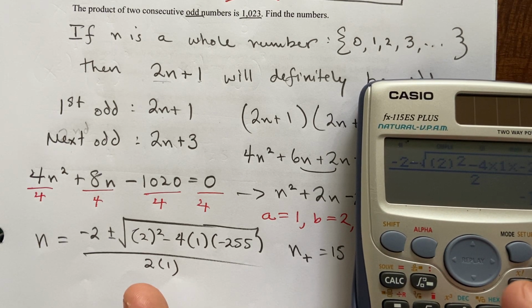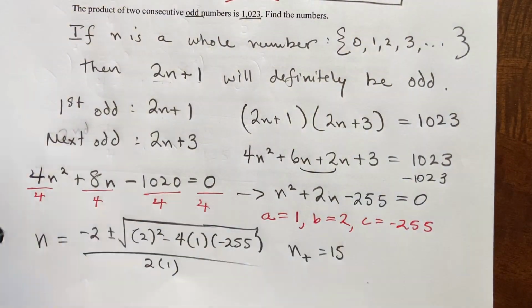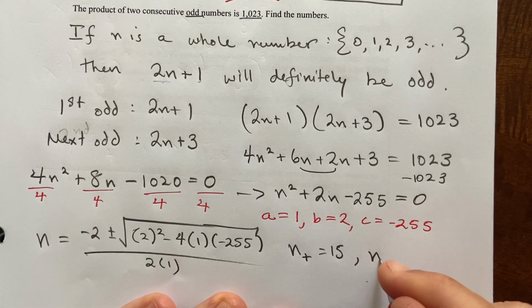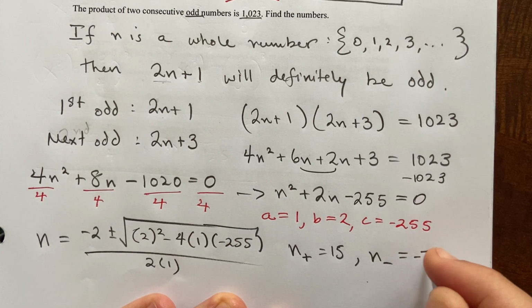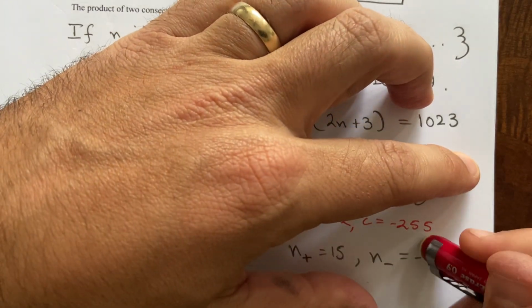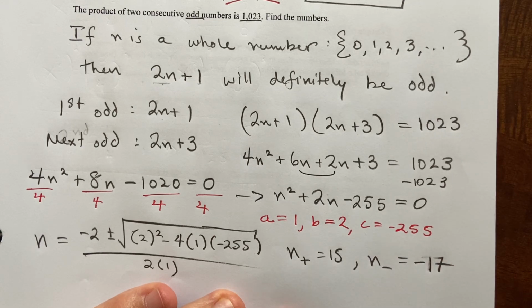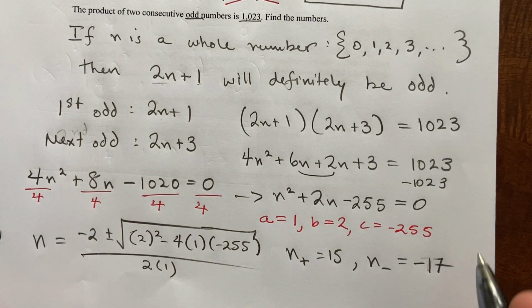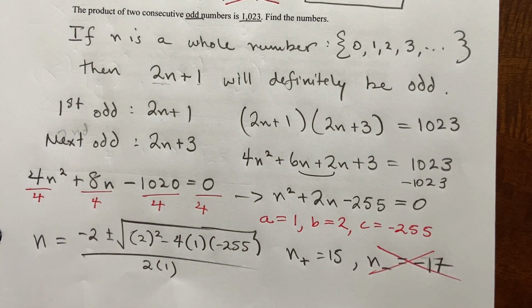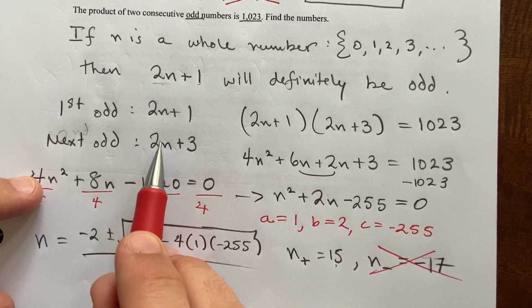So negative 17. n is not going to be negative 17 because n needs to be a whole number. So the fact that n minus equals negative 17, that's a 1, believe it or not. So negative 17, this one just gets thrown out because n can't be negative by assumption. So this is n. So now I can find the two numbers, right?